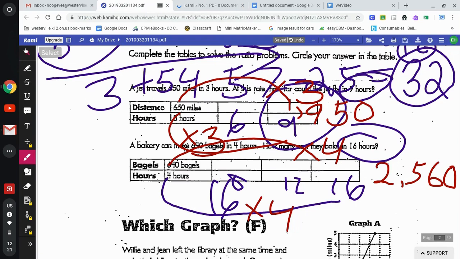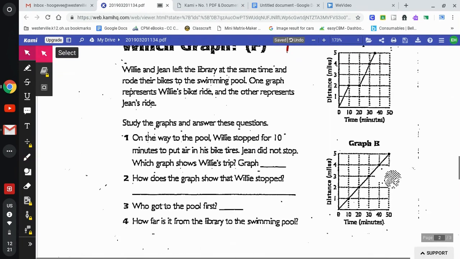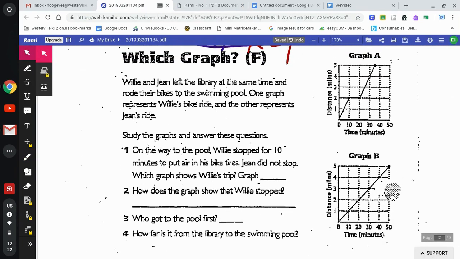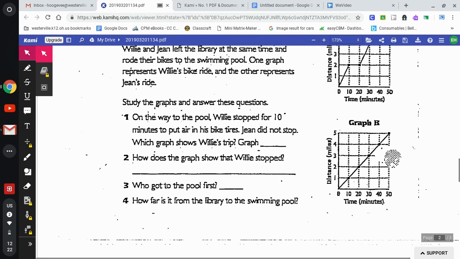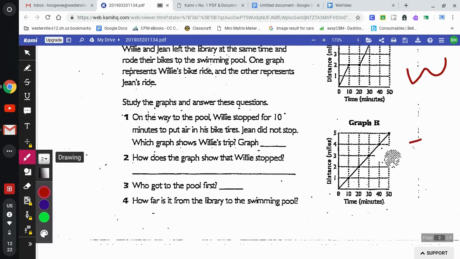Oh, whoops. All right. This is probably the easiest part of the test. You're just looking at 2 graphs. Willie and Jean left the library at the same time, and they rode their bikes to the swimming pool. One graph represents Willie's bike ride. The other is Jean. So here's Willie's, and here's Jean's.